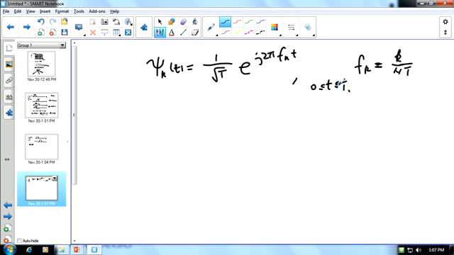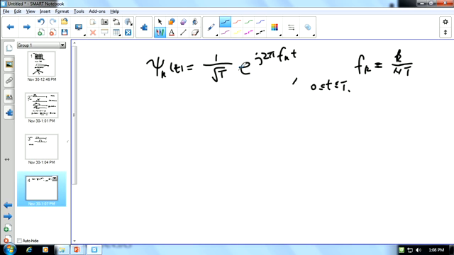Doctor, I have a question. Is capital N the number of users? Yes. Any other question? So the signal from one user is 1 over square root of T times e^(j2π f_k t). Okay? And the duration of t is from 0 to capital T, because that's the duration of one symbol. Okay? That's the duration of one symbol. And f_k has to satisfy this relationship.